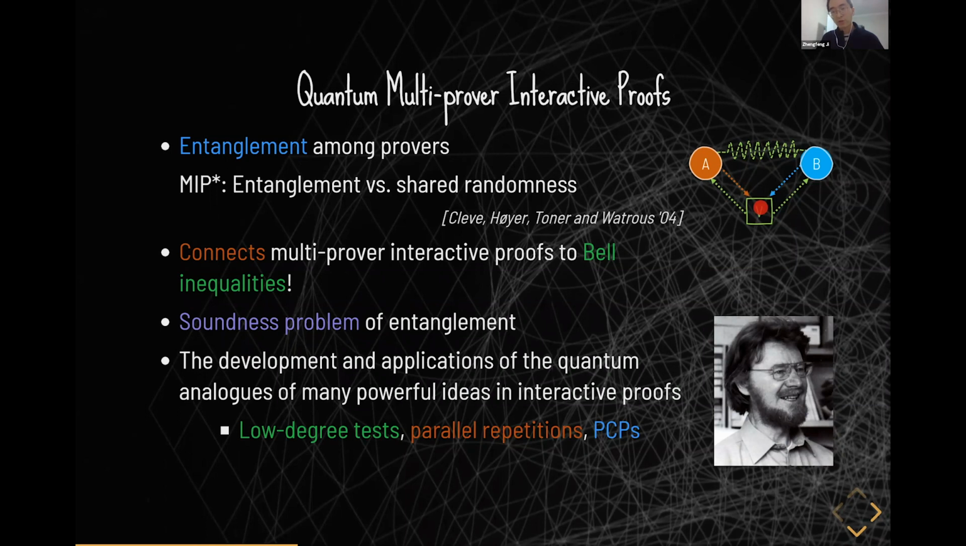So these two provers are two computers. You can think of them as two computers that are far apart. They cannot communicate with each other. Alice cannot tell Bob what message has been sent to her previously.